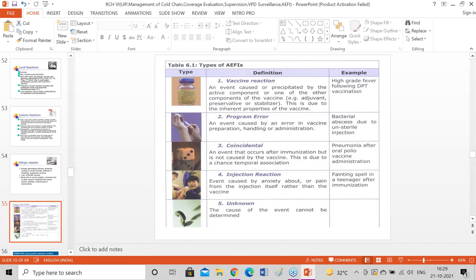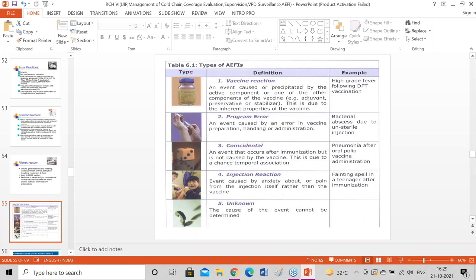For example, high grade fever following DPT vaccine is because of the aluminium adjuvant that we use in the DPT vaccine. It is a vaccine reaction type of AEFI. Program error, for example, if we use unsterile injections, a bacterial abscess occurs; that is due to program error. Coincidental: pneumonia after OPV administration. OPV administration and pneumonia are not interrelated, so this is a coincidental event.